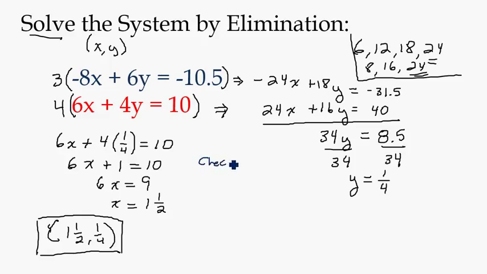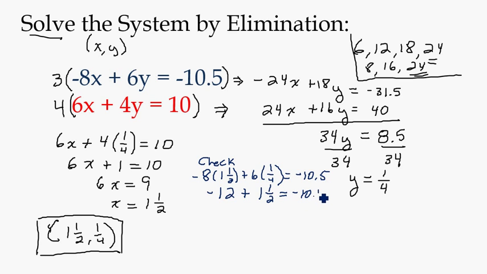So I'm going to check the blue equation. Let's see, -8 times x, which is 1.5, plus 6 times y, which is 1/4. I need that to come out to be -10.5. Let's see if it is. Let's see. -8 times 1.5, that would be -12. And 1/4 of 6 would be 1.5. I think so. You could use decimals if you want, if you're using your calculator. And that does come out to be -10.5 if I add those together. Cool. All right, so it works for the blue equation.